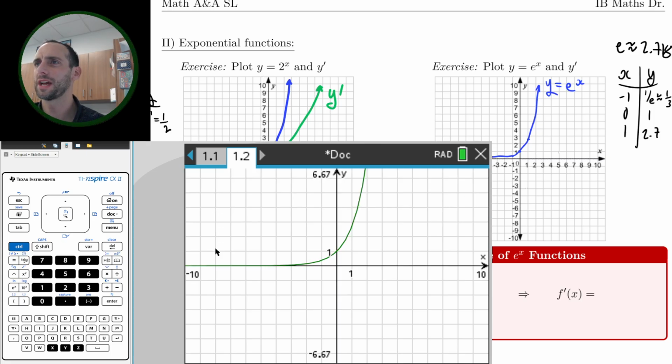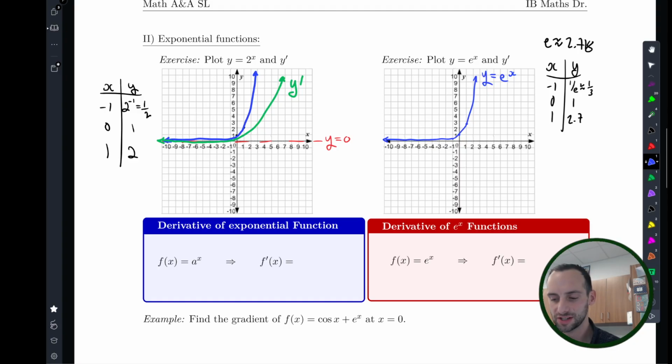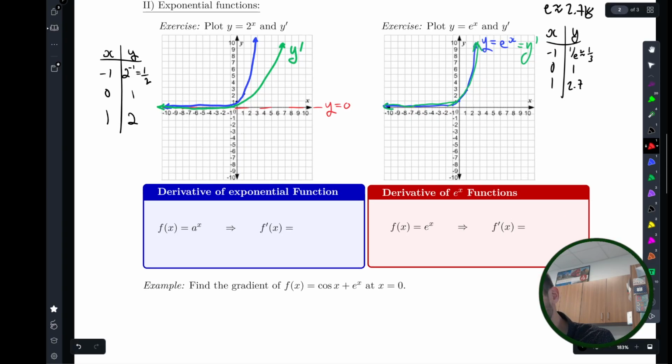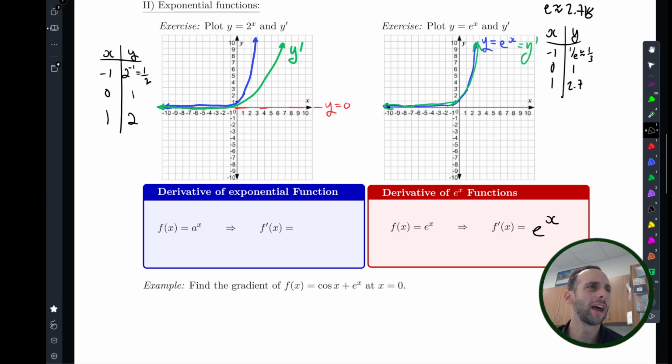So this will likely become your new favorite function in differential calculus. It's a function whose derivative does not change when you do that derivative process. So we can graph the derivative right on top of our original function here, and we know that e to the x is also y prime. This is given in the formula booklet. The derivative of e to the x is actually just e to the x. It's a function that does not change when you take the derivative.